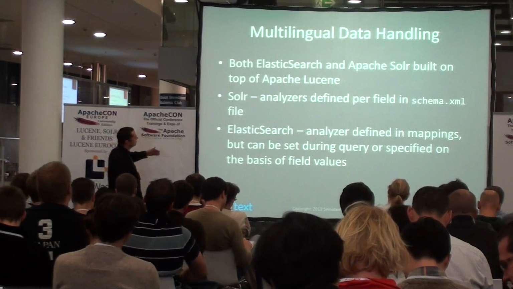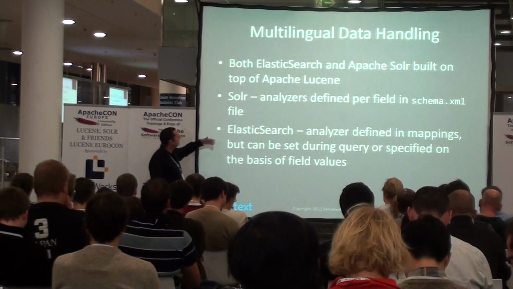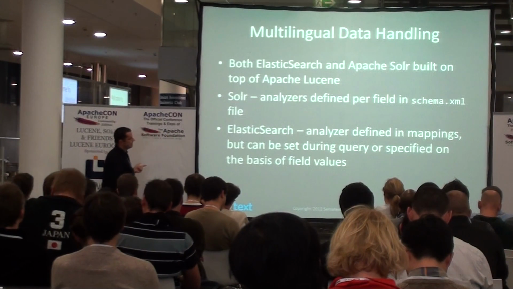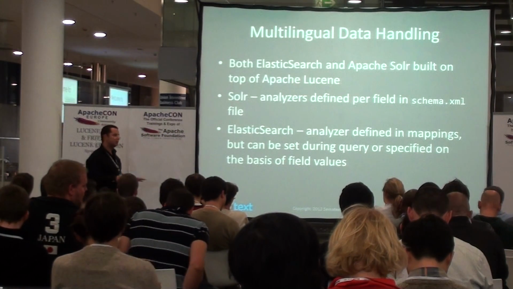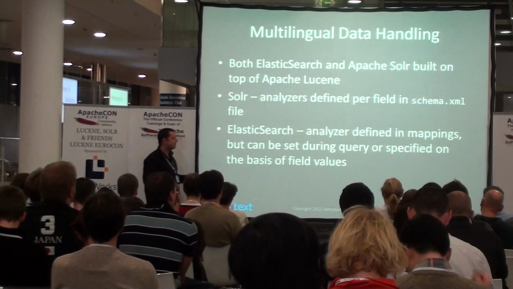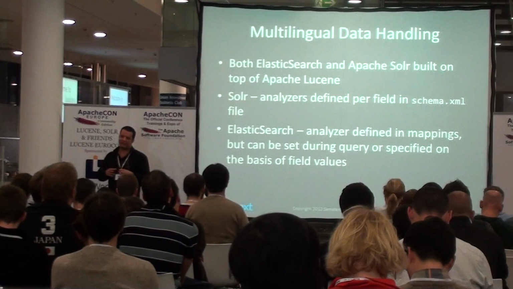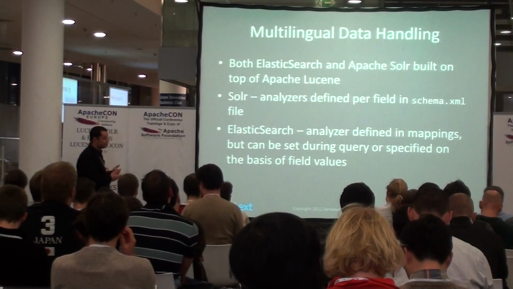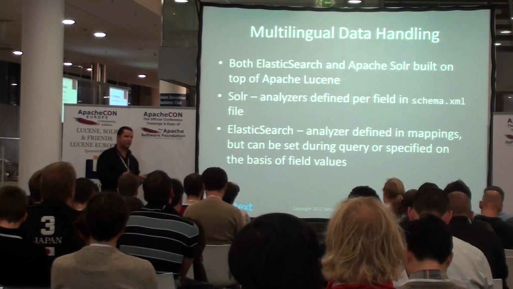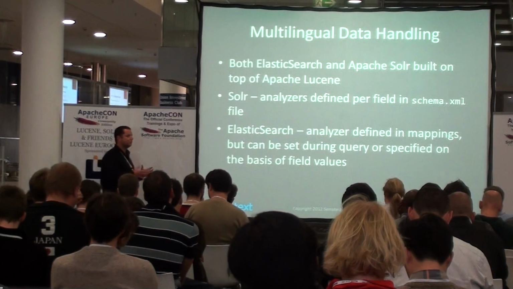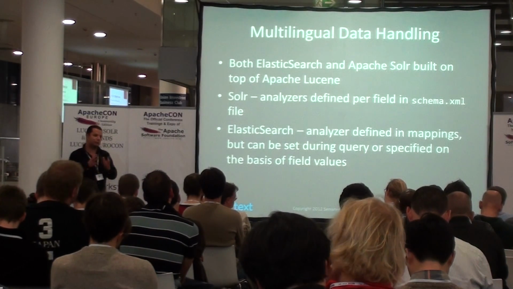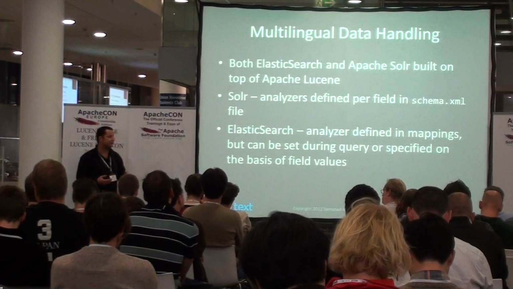Solr can have, of course, and again, I'll say that again, Solr analyzers are defined per field in the schema. Elasticsearch analyzers can be defined in the mappings again, or in the configuration file, but can also be set during query or specified on a per field basis, during requests or queries. It allows you to choose the analyzer your query will be analyzed by at the current moment. So it's not only based on fields, but also on the request parameters or query parameters you send.